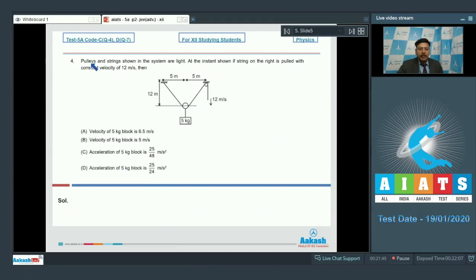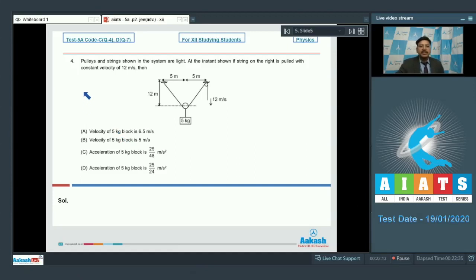Question 4 says, pulleys and strings shown in the system are light. At the instant shown, if the string on the right is pulled with a constant velocity of 12 meters per second, then the options are about the velocity of the 5 kg block and the acceleration of the 5 kg block. So the question is essentially based on the concept of constraints.